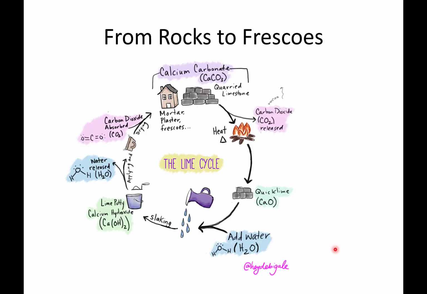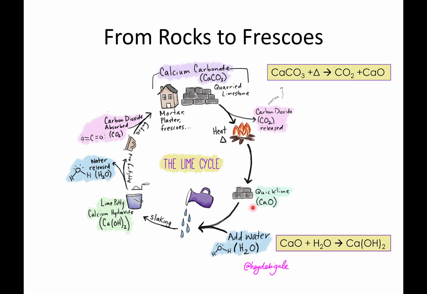Okay, so the way that a fresco works is that calcium carbonate is limestone. So we have this quarried limestone and we heat up the limestone. This delta is representing heat to release the carbon dioxide and form quicklime, or calcium oxide. Water is then added to the calcium oxide to form calcium hydroxide, or it's called slaked lime. And this slaked lime is like plaster.